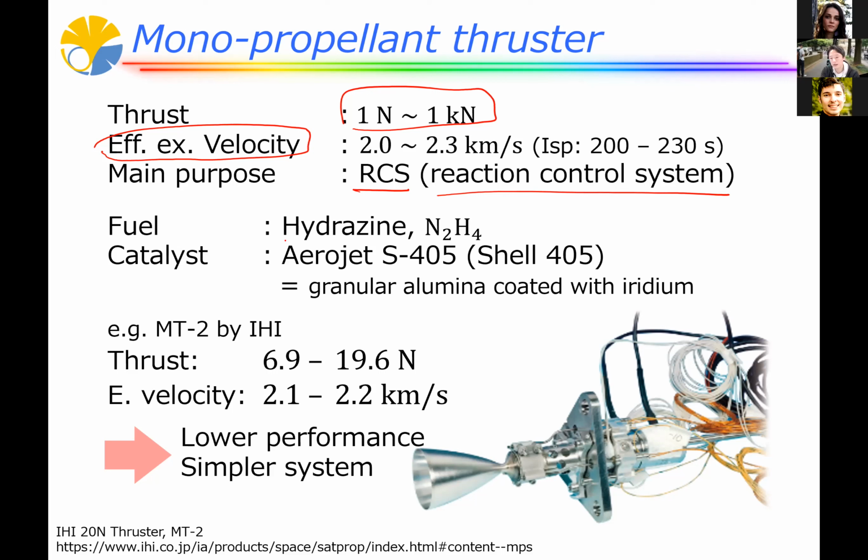And the fuel is typically hydrazine, and the catalyst, this is very important. A very widely used catalyst is called S405. Formerly it was called Shell 405. It's granular aluminum coated with iridium, so aluminum particles with a coating of iridium. And this is one example of the thruster. The thrust is about 20 Newton, and the exhaust velocity is about 2 kilometers per second. So in terms of performance, it's lower, but we can realize a simpler system.